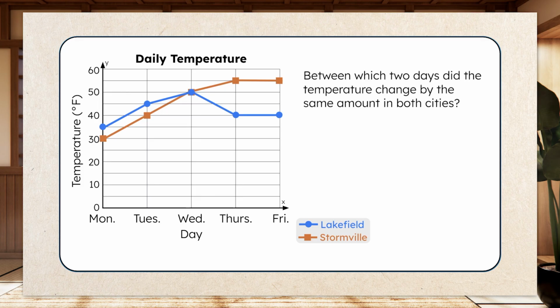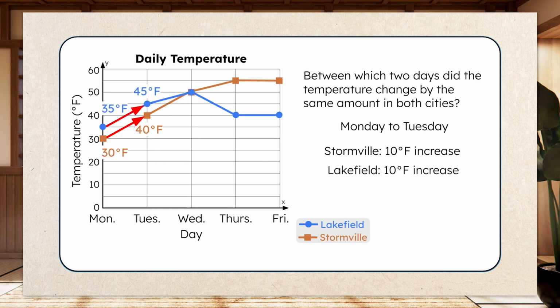Between which 2 days did the temperature change by the same amount in both cities? From Monday to Tuesday, Stormville's temperature increased from 30 to 40 degrees, a 10-degree increase, and Lakefield increased from 35 to 45 degrees, also a 10-degree increase. So, between Monday to Tuesday, both cities' temperatures increased by 10 degrees.